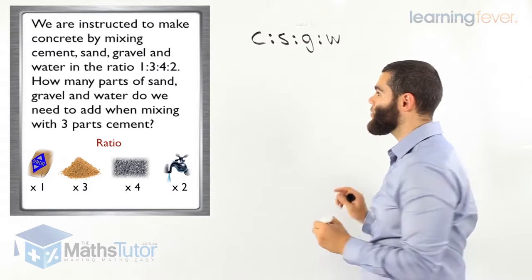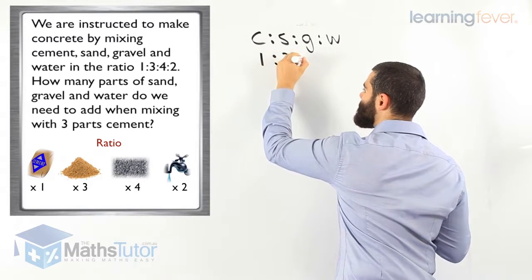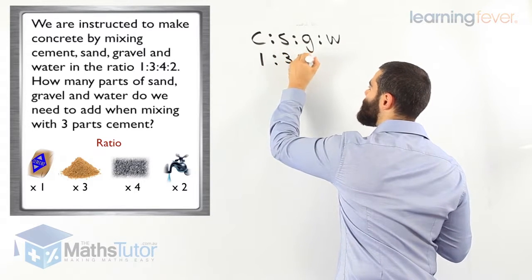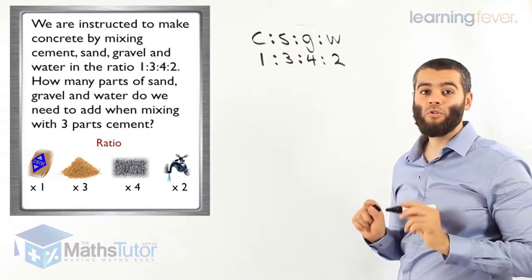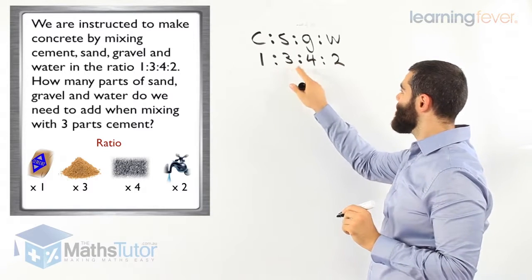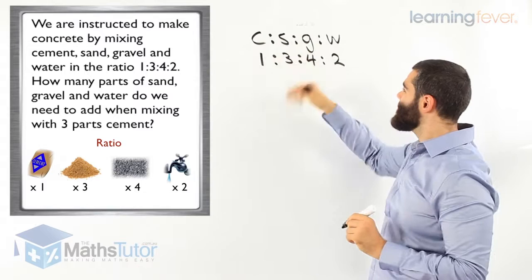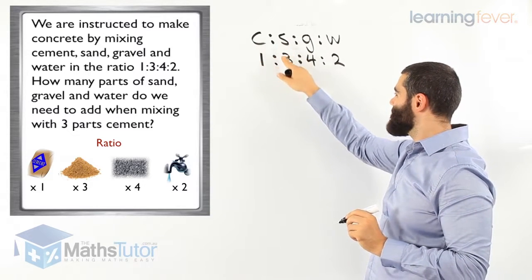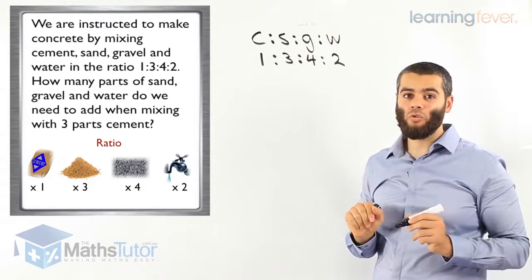And we are told that the ratio is 1 to 3 to 4 to 2. Very important to double check the numbers, make sure we are doing it correctly. So we have 1 to 3 to 4 and to 2. See how everything is aligned up. Cement is 1 part, sand is 3 parts, gravel is 4 parts, and water is 2 parts.